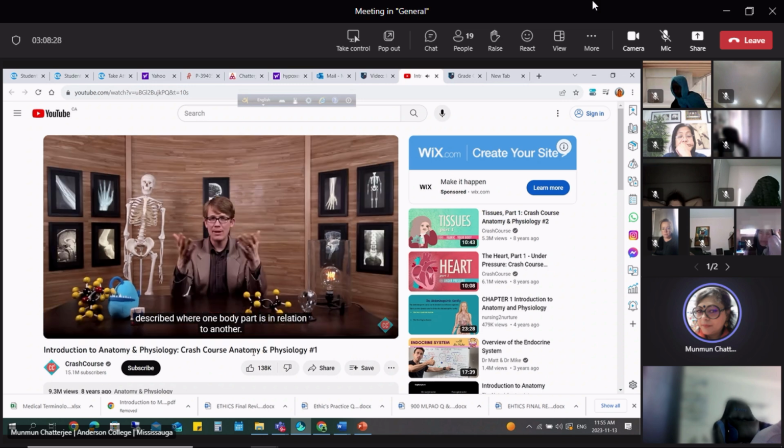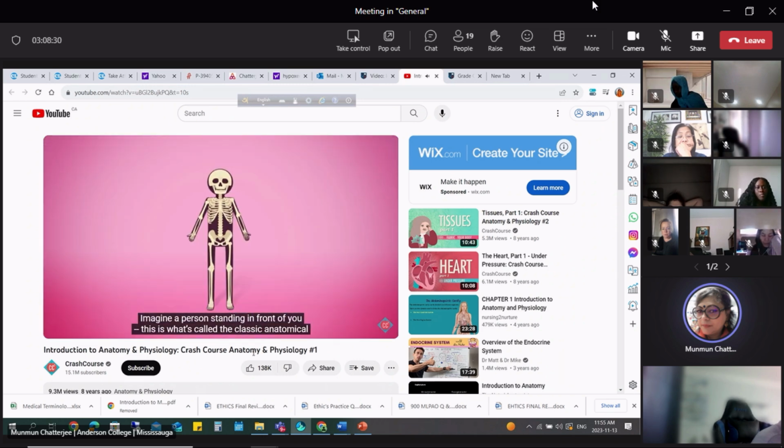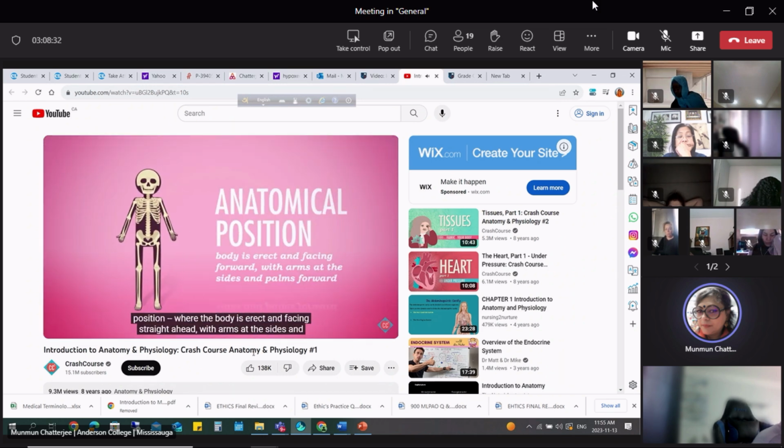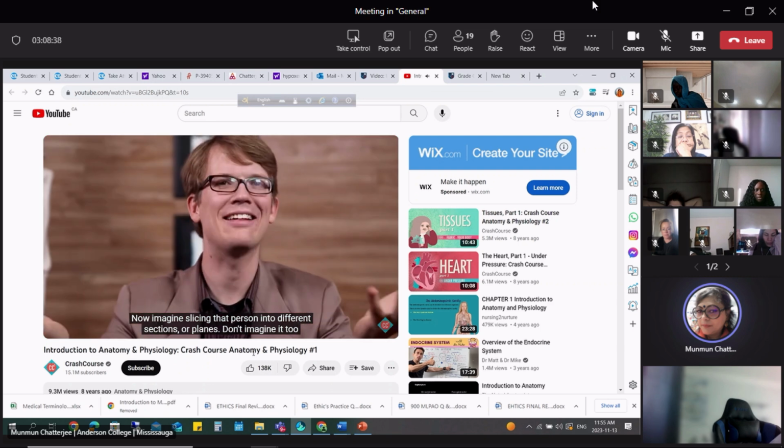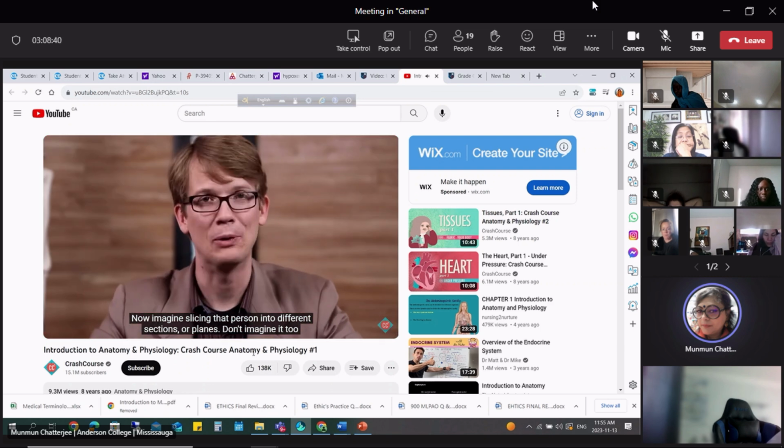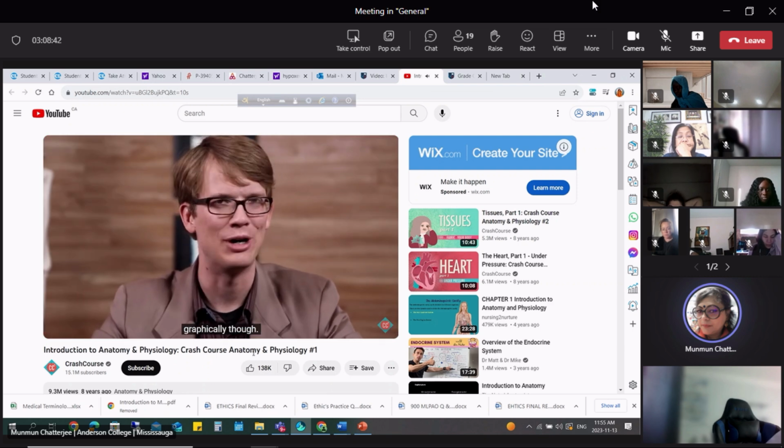So over time, anatomy has developed its own standardized set of directional terms that describe where one body part is in relation to another. Imagine a person standing in front of you. This is what is called the classic anatomical position, where the body is erect and facing straight ahead with arms at the sides and palms forward. Now imagine slicing that person into different sections, or planes. Don't imagine it too graphically, though.